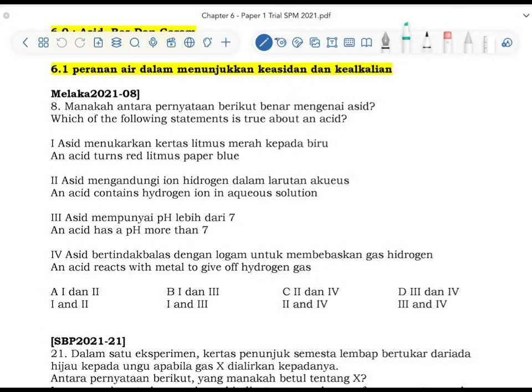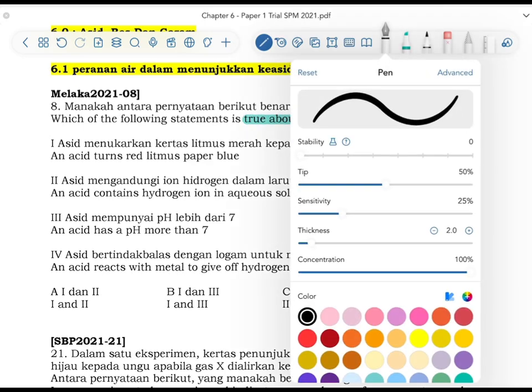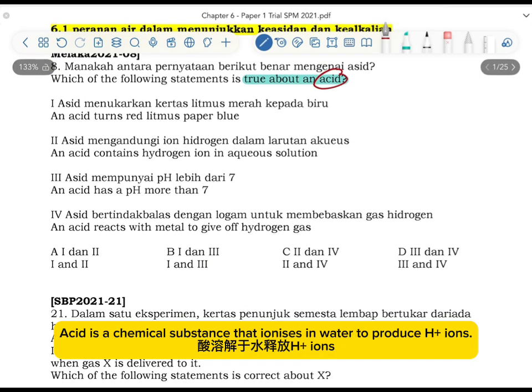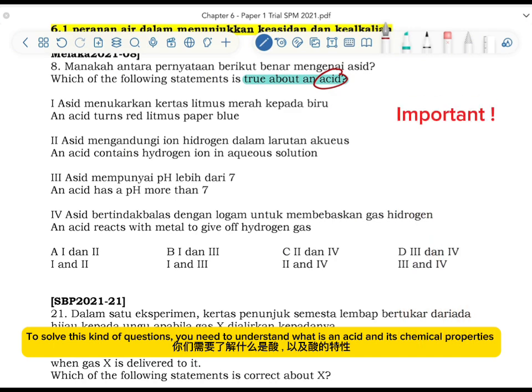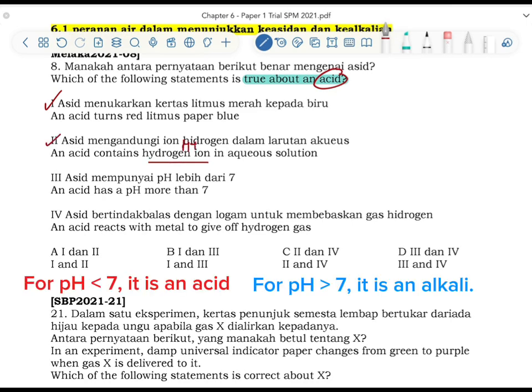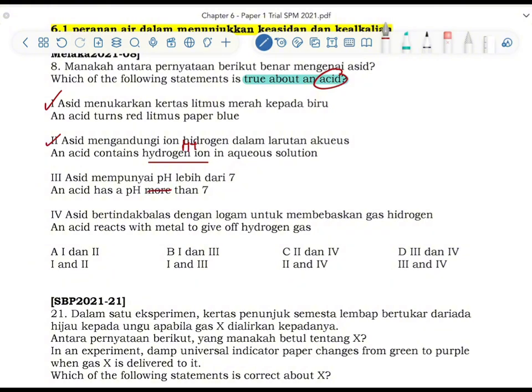The first question is asking which of the following statements is true about acid. The first thing is we need to know what an acid actually is. Acid turns blue litmus paper red. This is the correct statement. An acid contains hydrogen ions in the aqueous solution. This is also a correct statement. An acid has a pH of more than 7? If it's more than 7, it is alkaline. So this is the wrong statement.